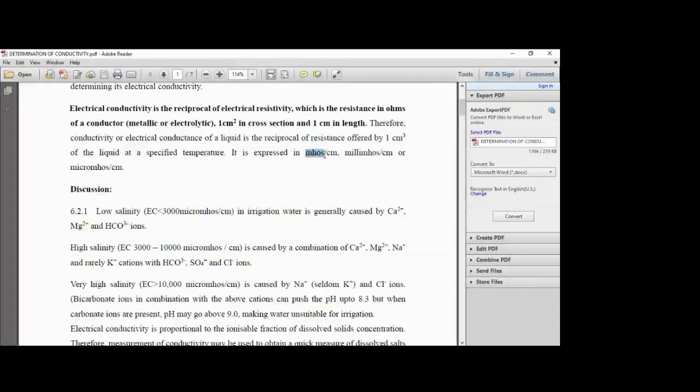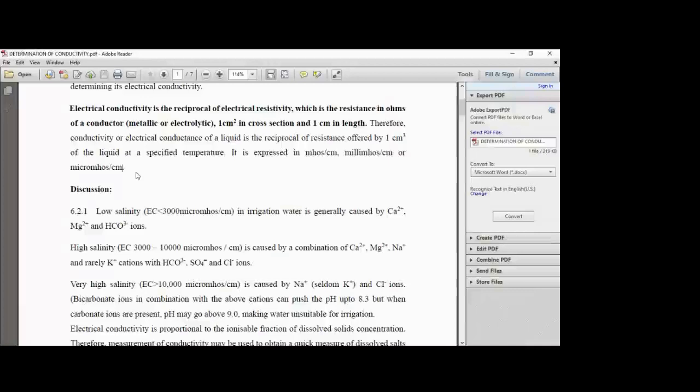So mho is the reciprocal of ohm, and normally the 1 centimeter square area is kept constant, and the 1 centimeter length is kept constant. The area can vary, but according to our definition, it is 1 centimeter square. So hence the unit will have centimeter only. And ohm is the unit of resistance, but the unit of conductance is mho, right? So here it is mhos per centimeter, or you can even write it as millimhos per centimeter or micromhos per centimeter, right? So this is very important.